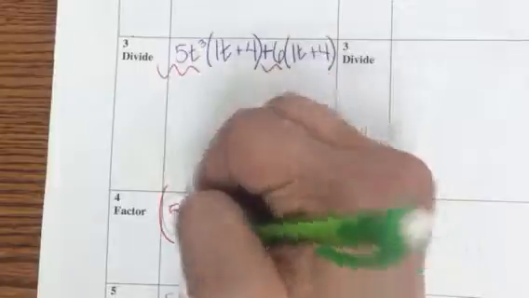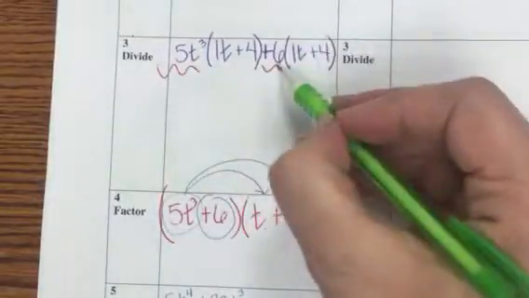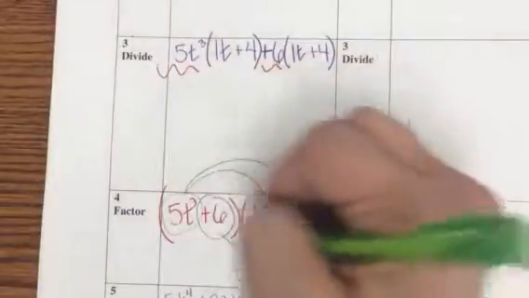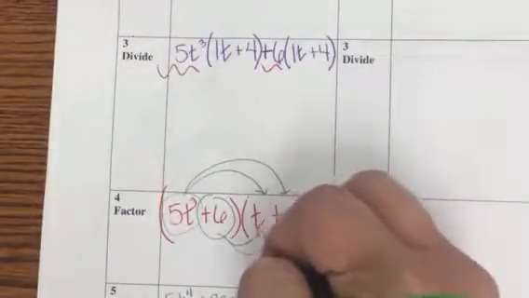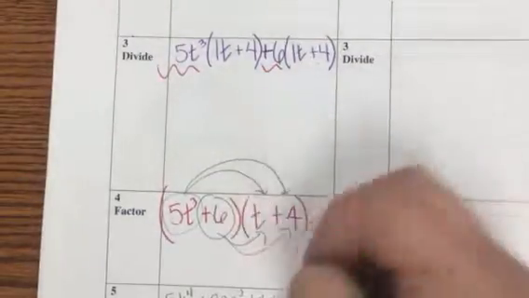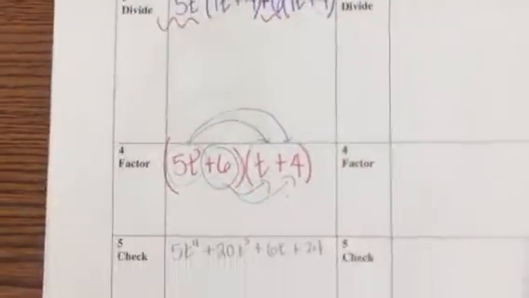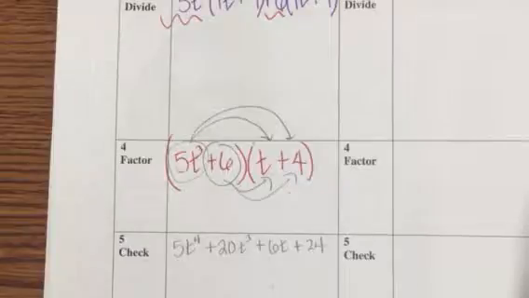All right, now we're going to take that second value, 6, and it gets multiplied by that whole parenthesis as well. 6 times t is 6t. 6 times 4 is 24. Is that the exact expression that I had at the very beginning? Yes. Therefore, I did it right.